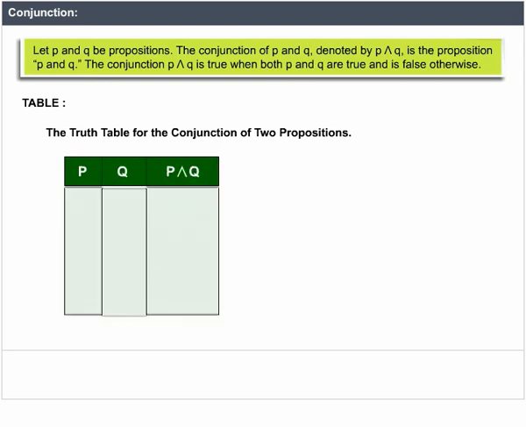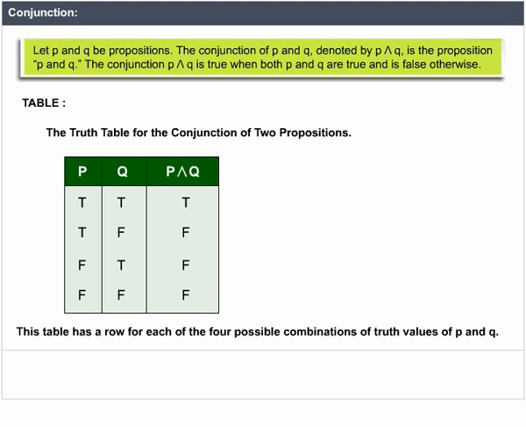We're going to see it row by row. First row: P represents T, Q represents T, then P and Q is T. Second row: P represents T, Q represents F, then P and Q represents F. Third row: P represents F, Q represents T, then P and Q is F. Fourth row: P represents F, Q represents F, then P and Q is F.